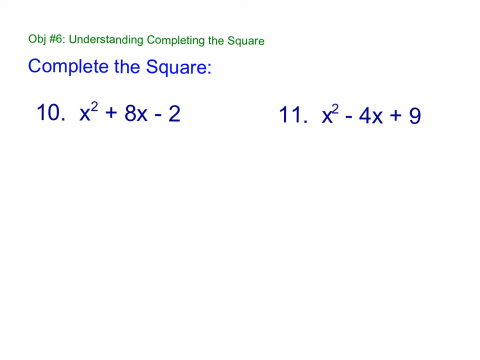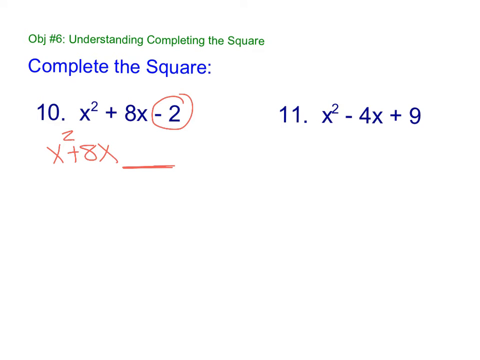All right, so here's our example. Number 1. So we have x squared plus 8x minus 2. The problem is that 2 is wrong, right? What needs to go there? x squared plus 8x. What do we want this number to be?